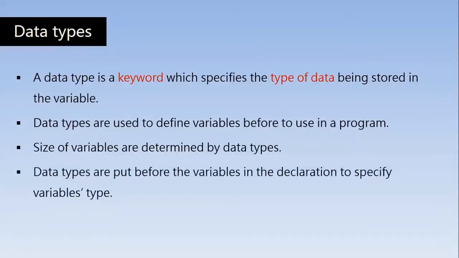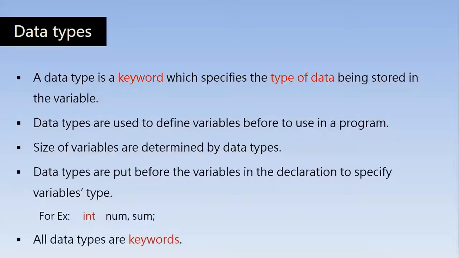Data types are put before the variables in the declaration to specify the variable's type, as we did in the last programs. For example, int num and sum. So here in this example, it's a declaration statement which declares two variables, respectively num and sum, of the type int. So int is a data type defining the type of data being stored in num and sum variables. All data types are keywords.